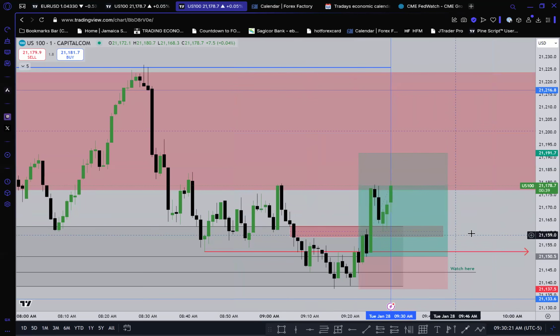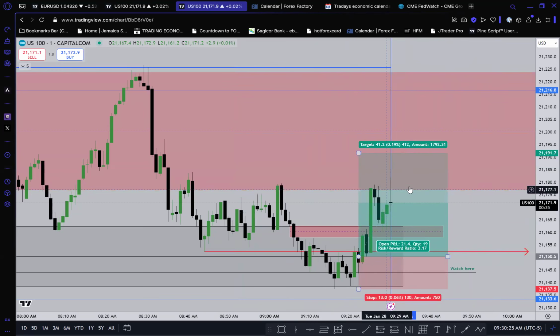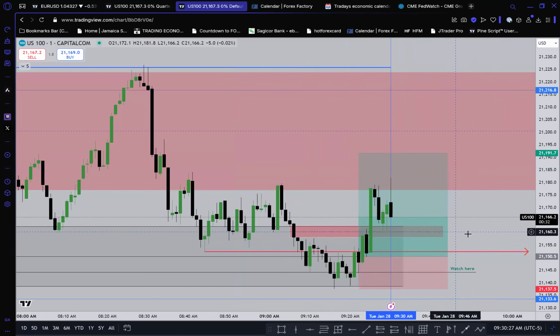But what's nice about this is that, despite what this candle is doing, at the moment it's still above the breakaway gap. It should stay above because we want higher prices. Now, if it stays above, then it's higher prices.